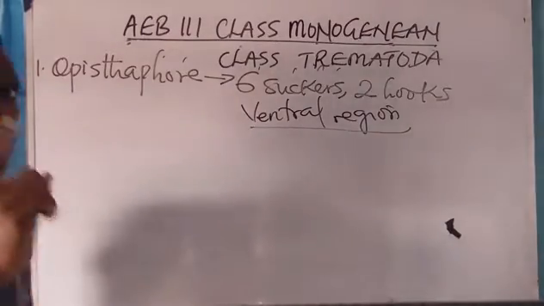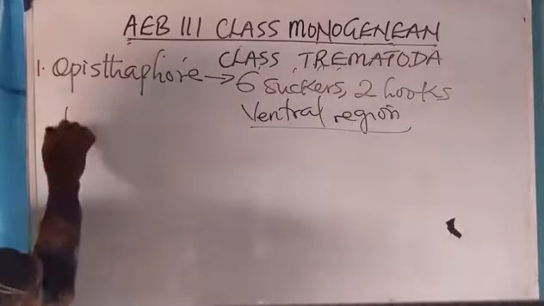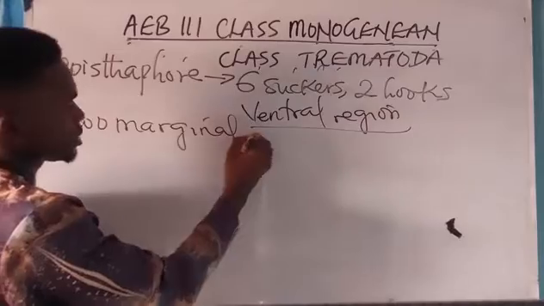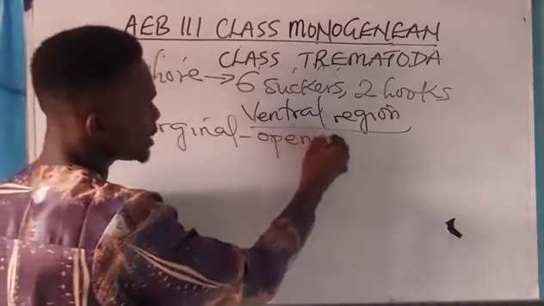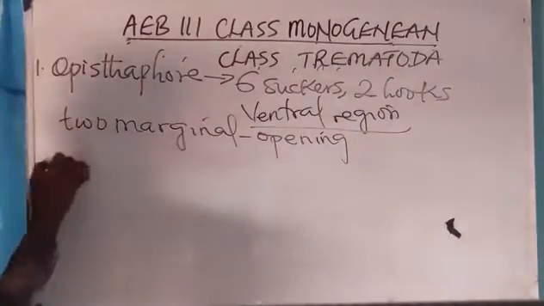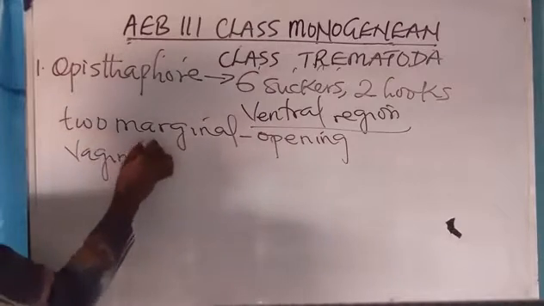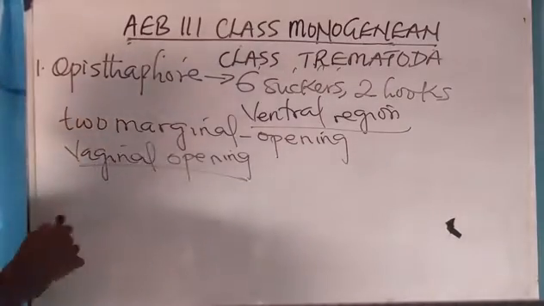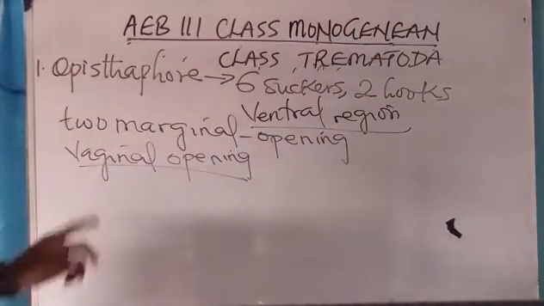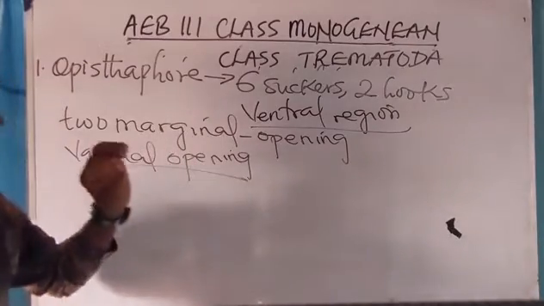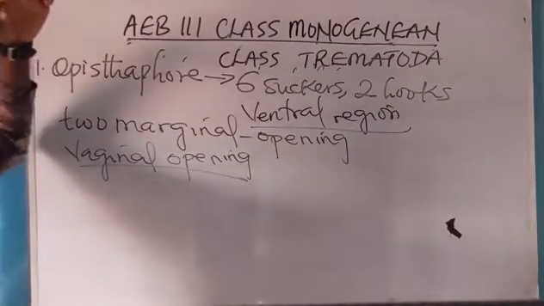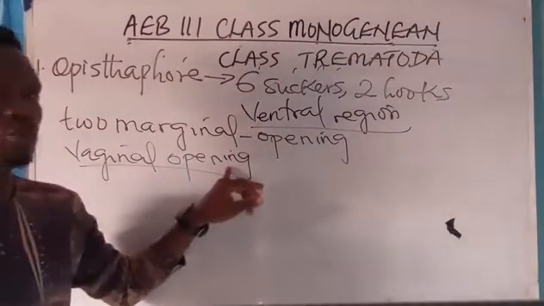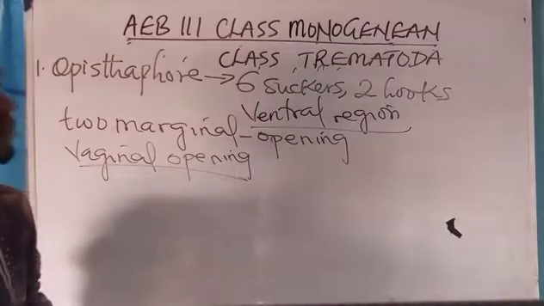Now at the anterior region you have 2 marginal openings, and these marginal openings, please, indicate what is called vaginal opening. And these 2 marginal openings are actually swellings. There are 2 marginal swellings at the anterior region of the monogenea. You have it to be what? A marginal what? Opening. Take note of that. It is very, very important.